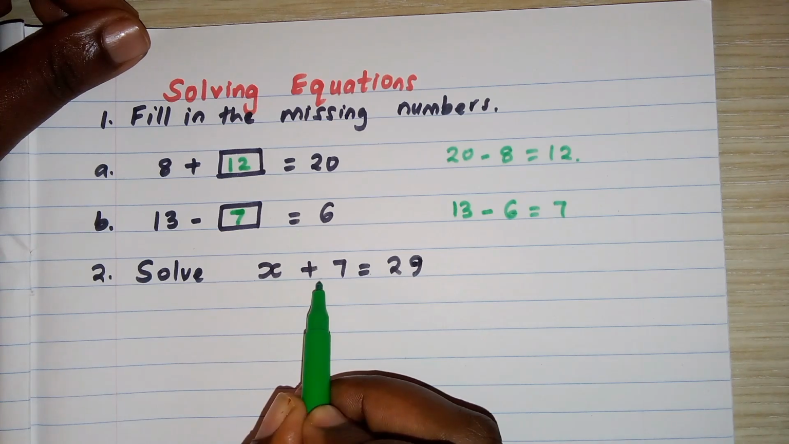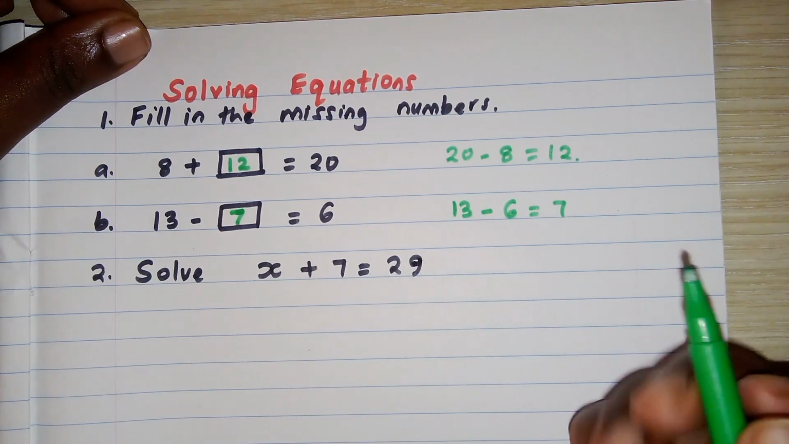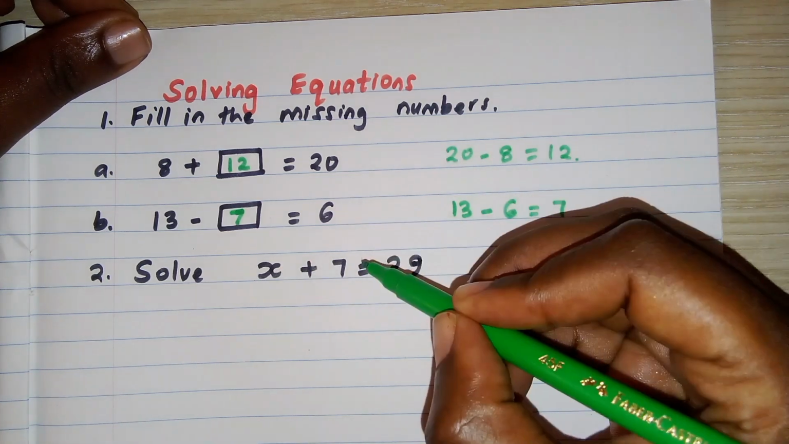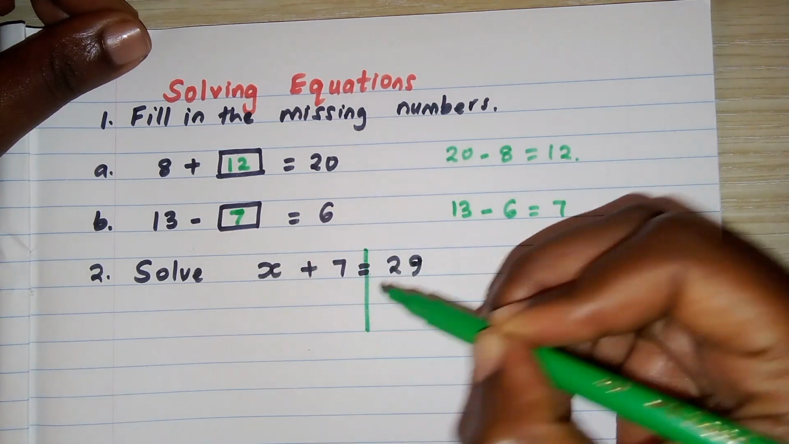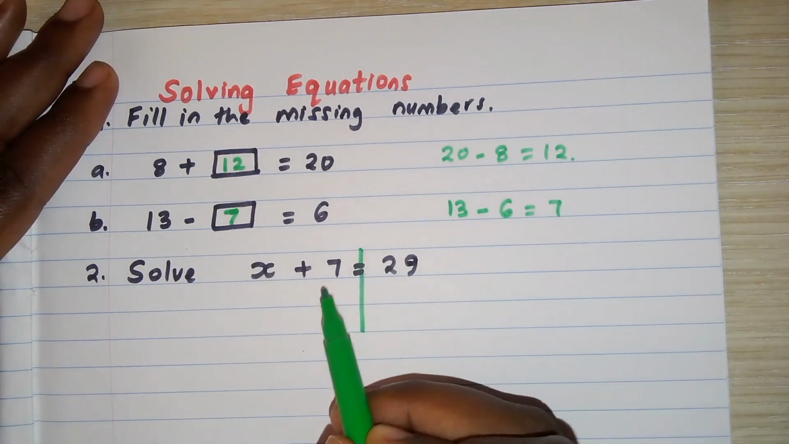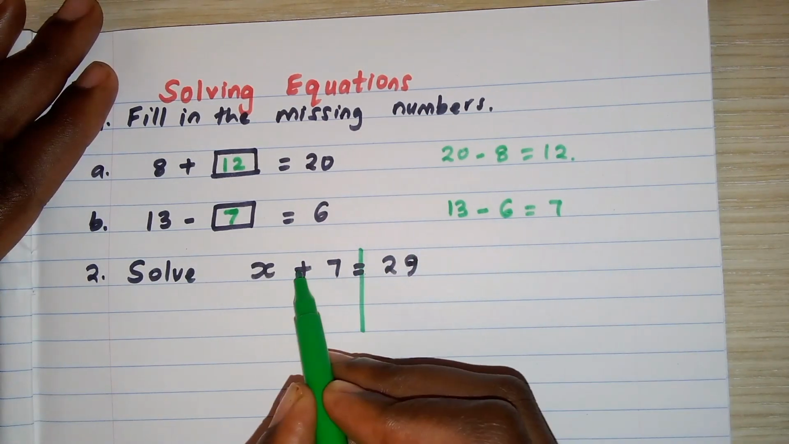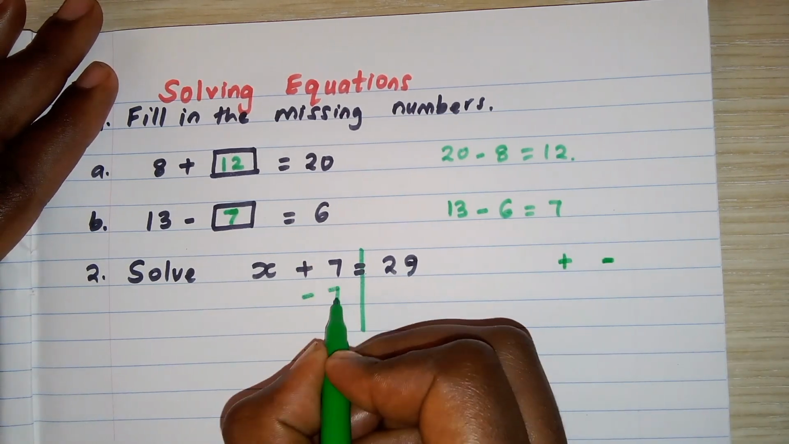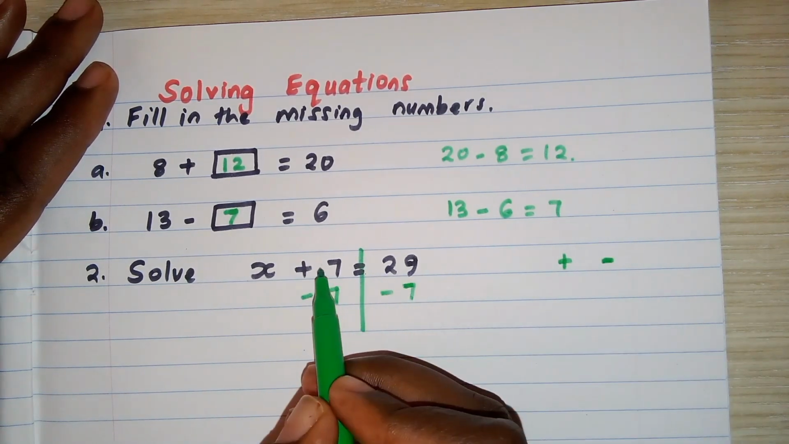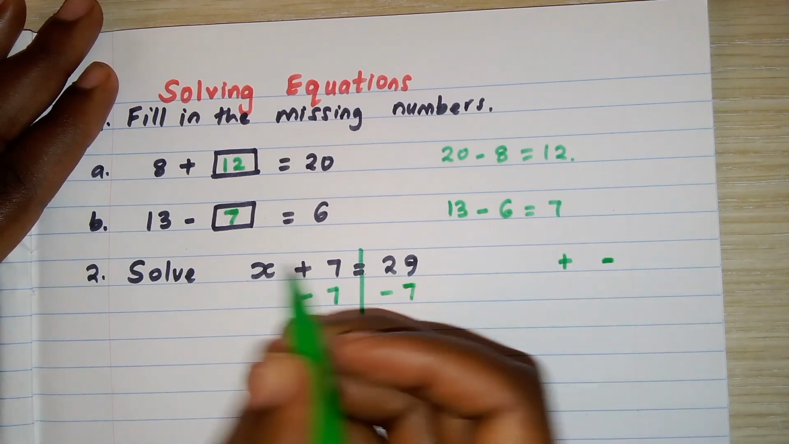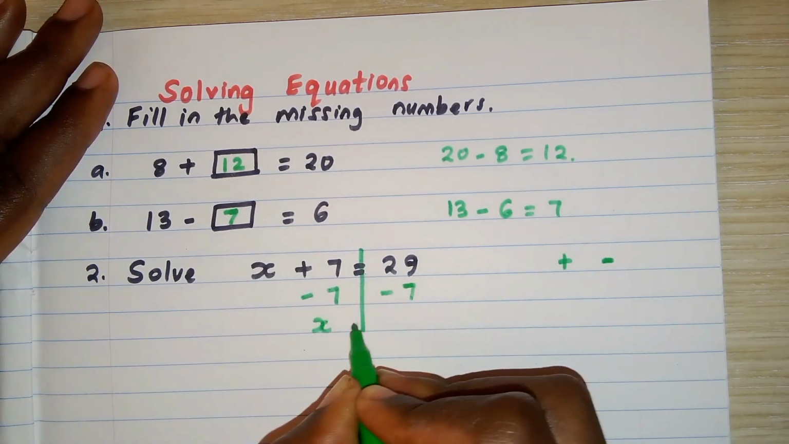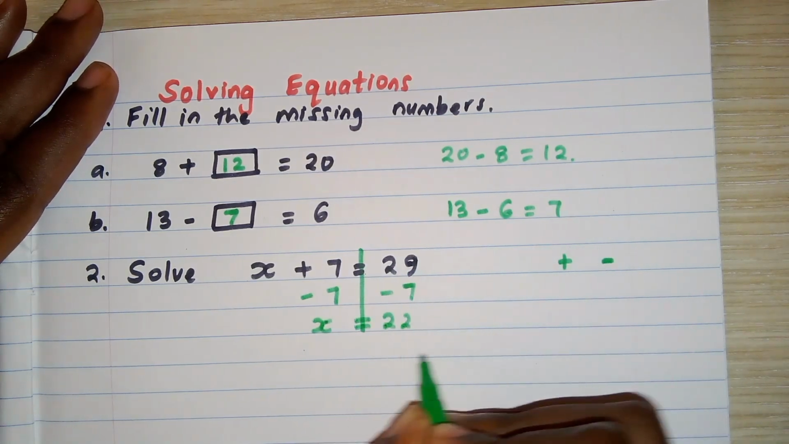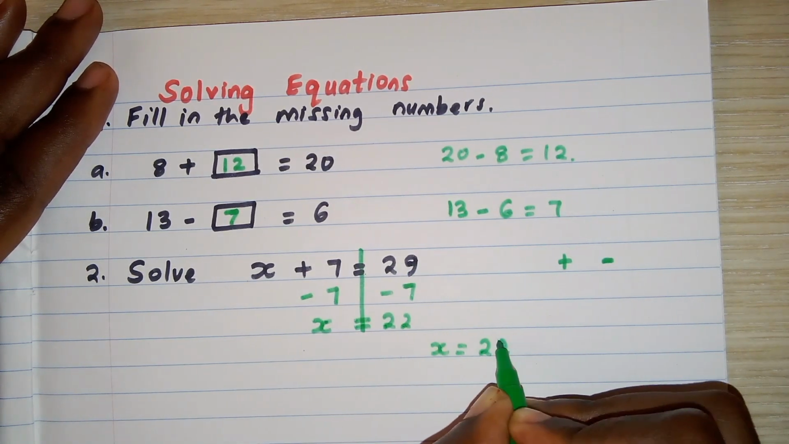Number 2, solve x plus 7 equals to 29. So here we need to find the value of x. So we draw a line on the equal sign. Then we take 7 to the other side by doing the opposite of plus. Opposite of plus is minus. So we do minus 7 on both sides. So 7 minus 7, that one is 0. And this side we are remaining with x. So x equals to 29 minus 7 will be 22. Therefore, x equals to 22.